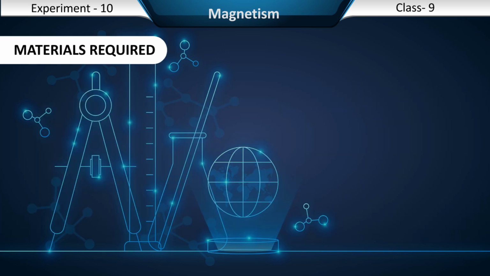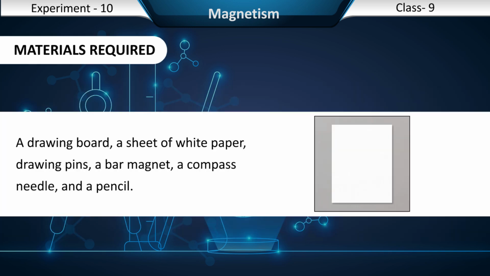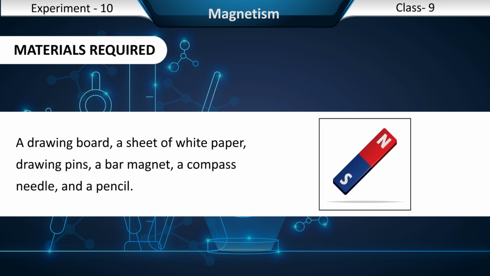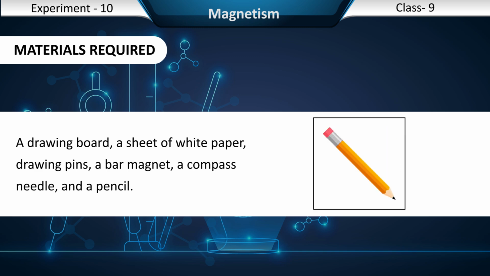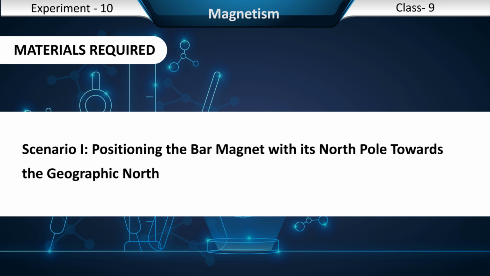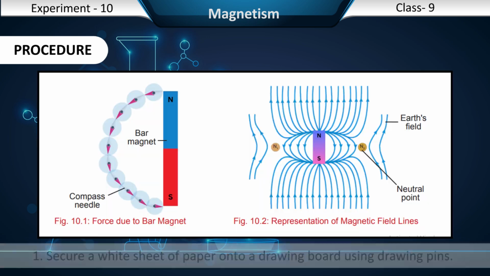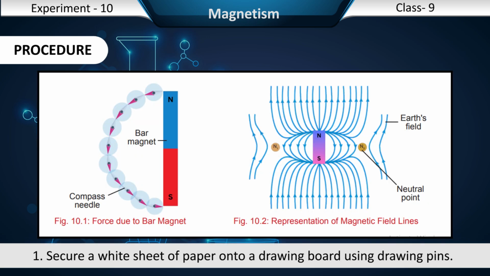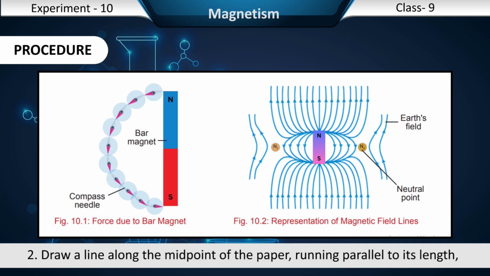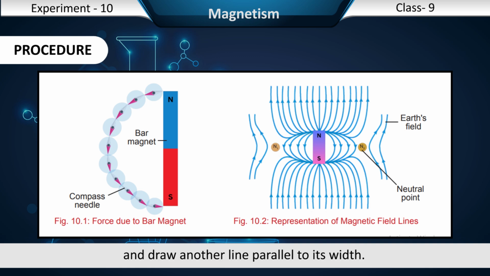Materials required: a drawing board, a sheet of white paper, drawing pins, a bar magnet, a compass needle, and a pencil. Scenario 1. Positioning the bar magnet with its north pole towards the geographic north. Procedure: 1. Secure a white sheet of paper onto a drawing board using drawing pins. 2. Draw a line along the midpoint of the paper, running parallel to its length, and draw another line parallel to its width. Ensure these lines intersect perpendicularly.